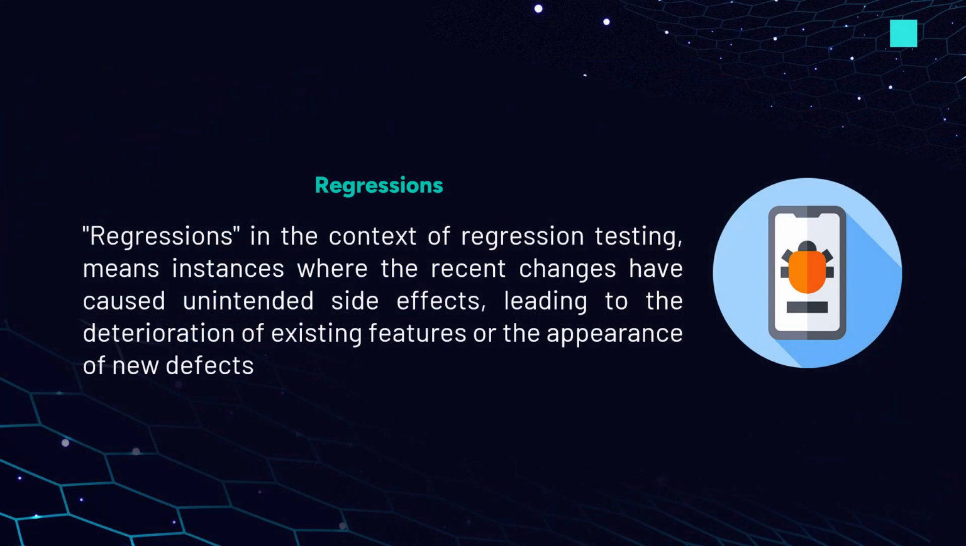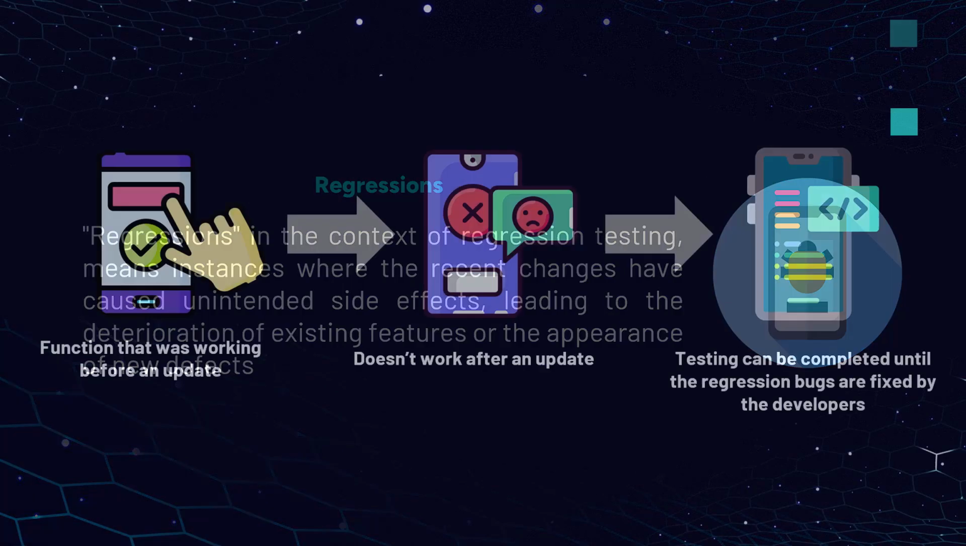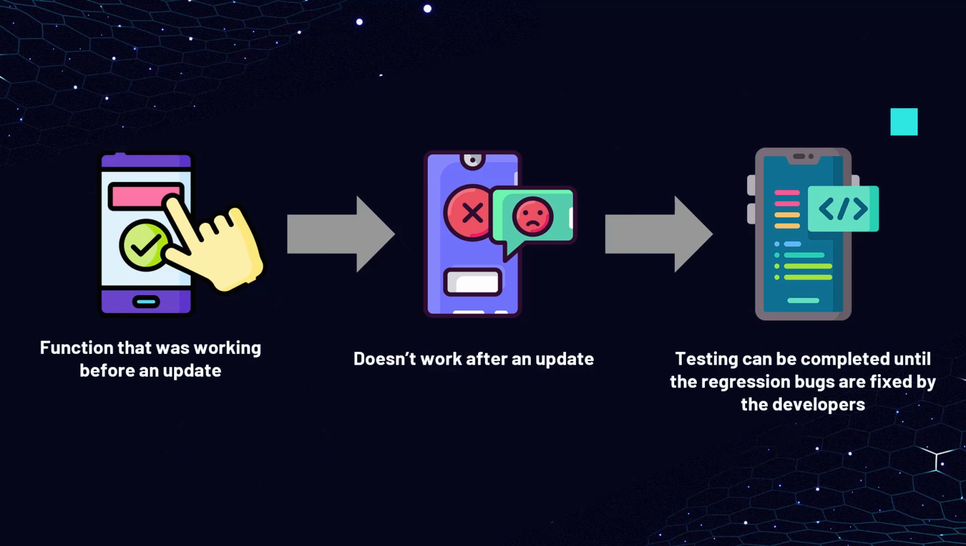When we talk about regressions in the context of regression testing, we mean instances where the recent changes have caused unintended side effects, leading to the deterioration of existing features or the appearance of new defects. If a function of the application that worked before stopped working after an update, testing can be suspended until the regression bugs are fixed by the developers, since there is no point in starting to test the new added functionality if it breaks the previous one.